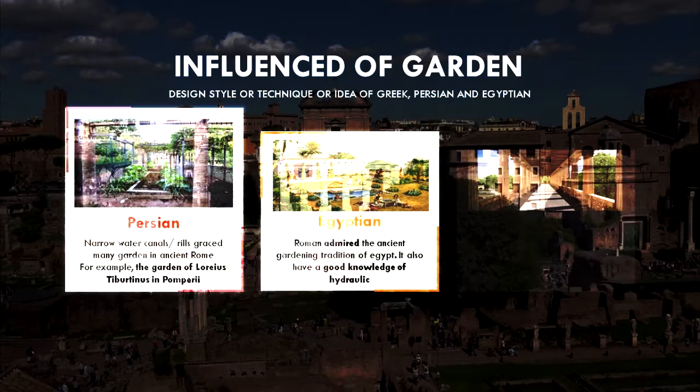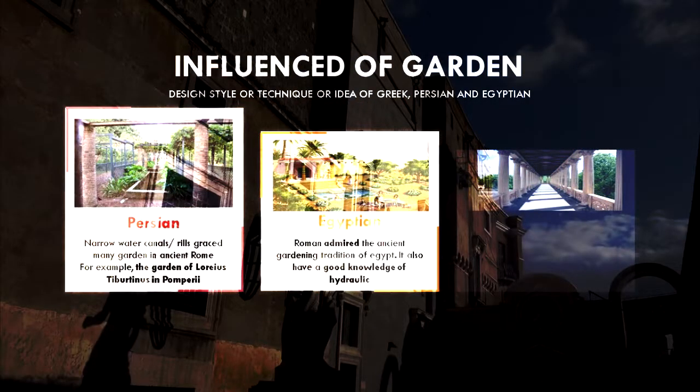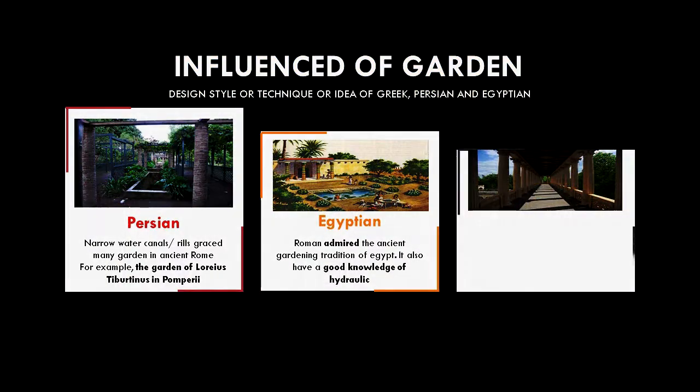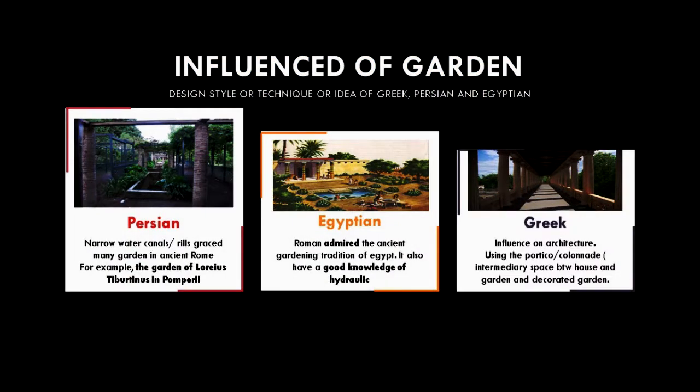The part of the garden influenced by Egyptian is that the Romans admired the ancient gardening traditions of Egypt. The part influenced by Greek is its architecture. The Greeks began using the portico or colonnade as an intermediary space between house and garden in the 4th century, and this technique was later adapted by the Romans.